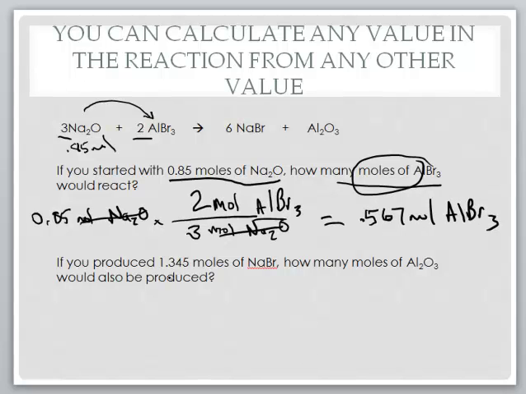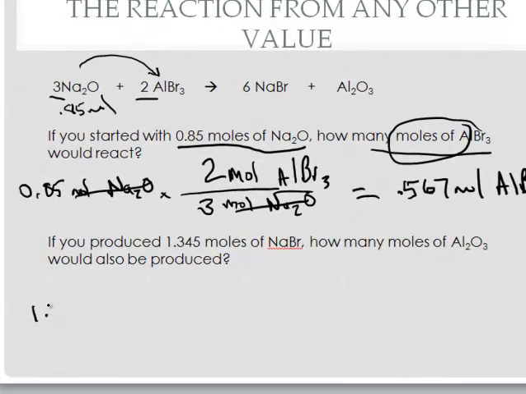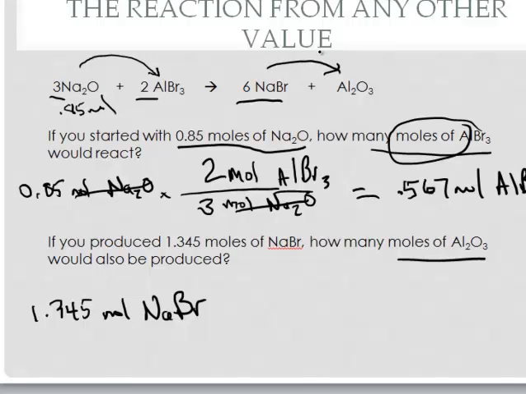Let's do the last one. We're going to start with 1.345 moles of sodium bromide, and now we're trying to find moles of aluminum oxide. So we can go from sodium bromide to aluminum oxide.